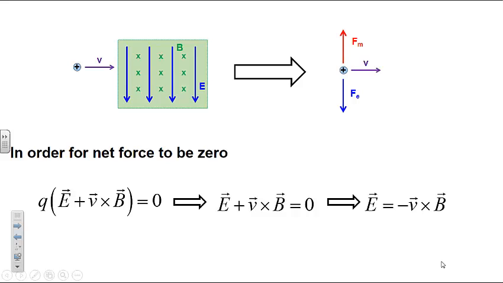This calculation shows that the condition for no force on the point particle corresponds to the condition where the magnitude of the electric field is equal to the product of the magnitude of the magnetic field and the speed of the particle.